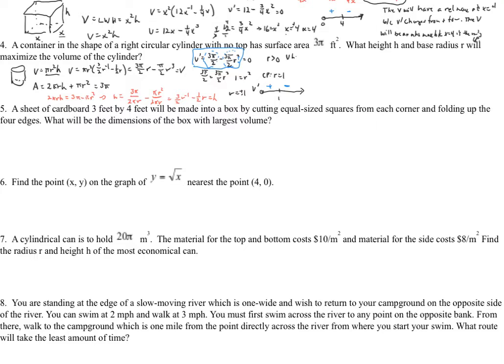We're going to say V has a relative max at r equals 1 because V prime changes from positive to negative, period. Now that's just a relative max. V has an absolute max at r equals 1 because r equals 1 is the only critical point. So we've made our case that that's an absolute maximum.